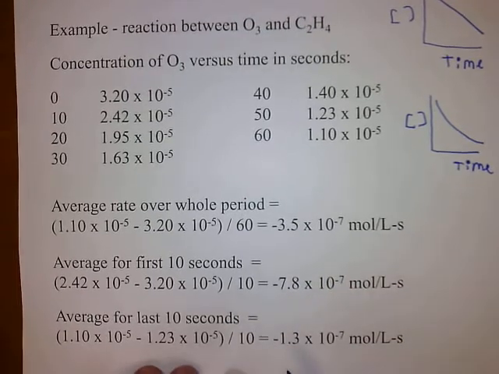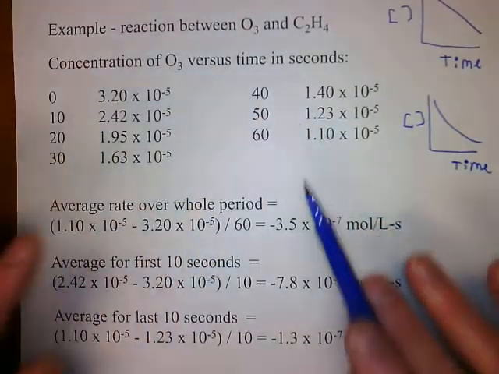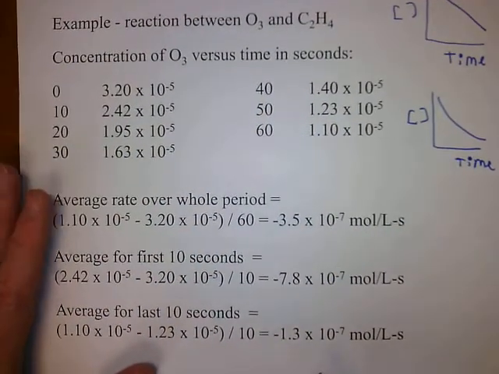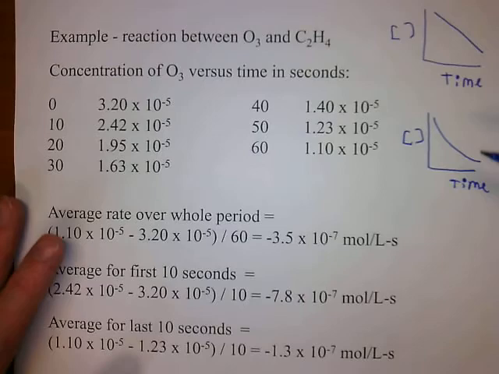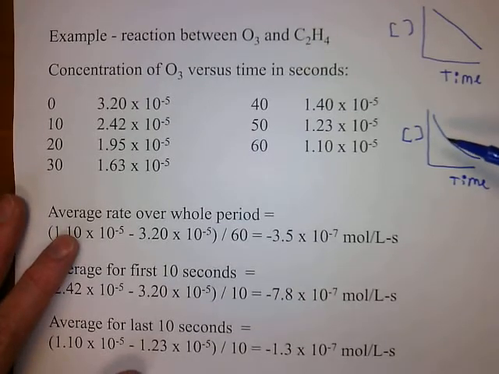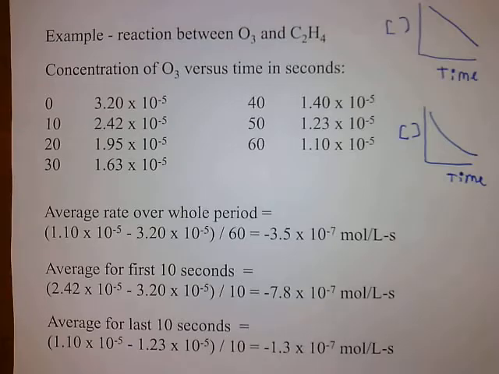If we do it for the last 10 seconds, and we take the difference between these two and divide it by 10, you get 1.3 times 10 to the minus 7 moles per liter per second. Right? So the reaction is starting out fast and then tapering off.